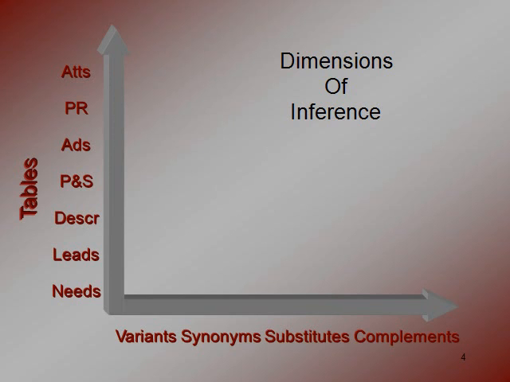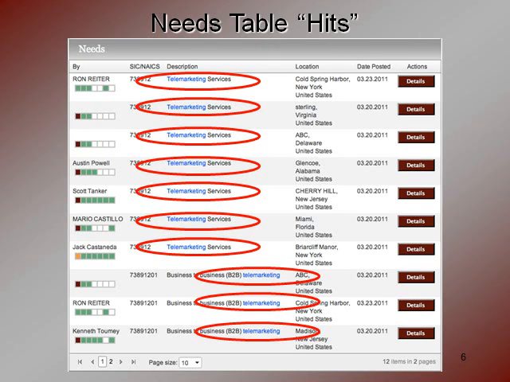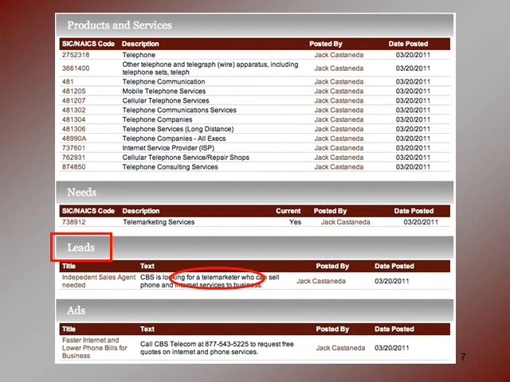To illustrate, I'm going to go back and continue with the telemarketing example that we used before, but this works regardless of what product or service you sell, and I'll try to show that along the way. If you remember, I initially did a search using basic search on the term telemarketing. And in doing so, I got a number of hits in just about every table. The ones I was most interested in at the time were in the needs table. But you should also recall that there was a record in the leads table using the word telemarketer rather than telemarketing that I noticed when I was looking at the company's details. And there were also hits in the company descriptions and other tables too.